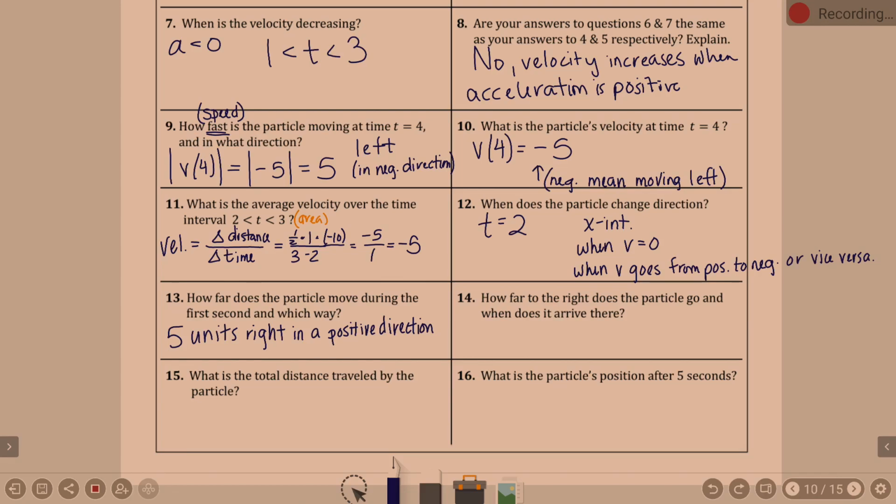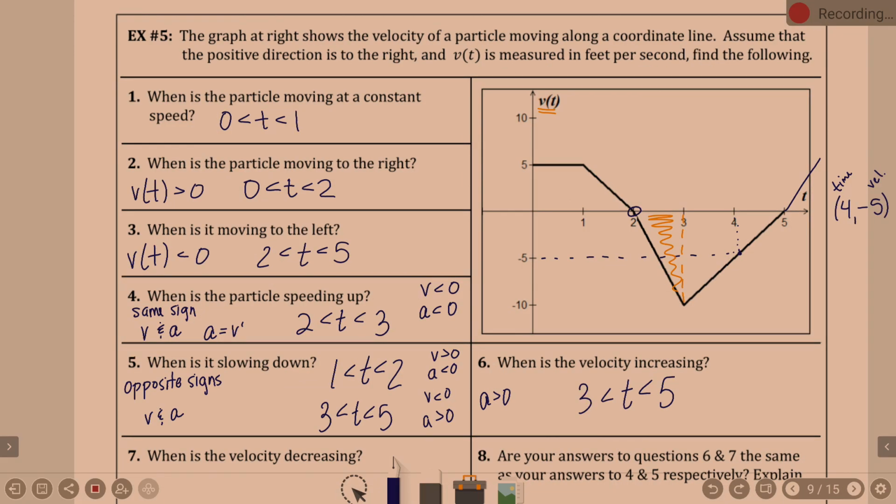How far to the right does the particle go, and when does it arrive there? Sorry, my brain was on the first second there. Okay. So, how far right does the particle go, and when does it arrive there? When are we moving right? When velocity is positive. So when velocity is positive, we're moving right. So we're just talking about what time frame here?